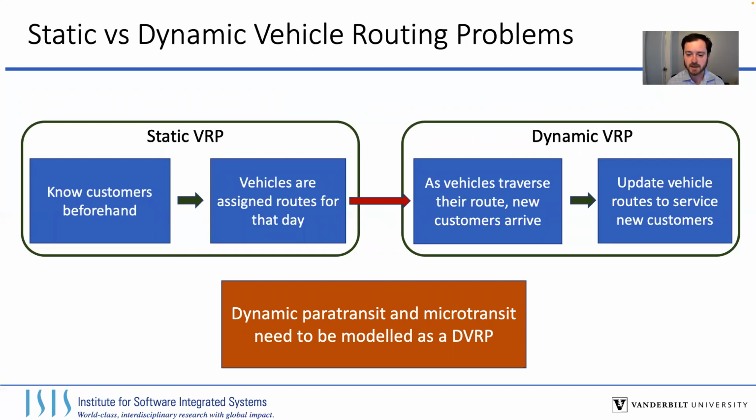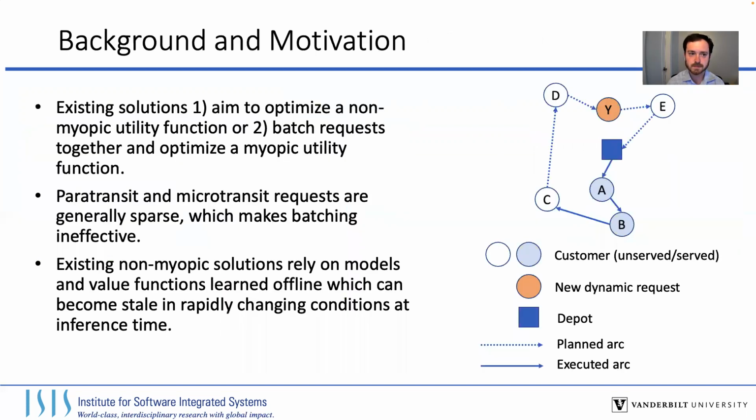Dynamic paratransit and microtransit need to be modeled as a dynamic vehicle routing problem. Existing solutions aim to optimize a non-myopic utility function or batch requests together and optimize a myopic utility function. Paratransit and microtransit requests are generally sparse, which makes batching ineffective. Existing non-myopic solutions rely on models and value functions learned offline, which can become stale in rapidly changing conditions at inference time.